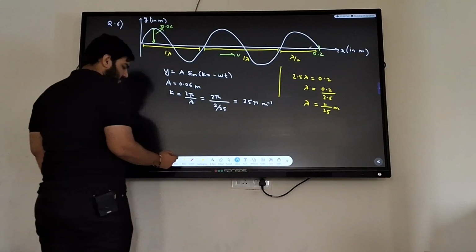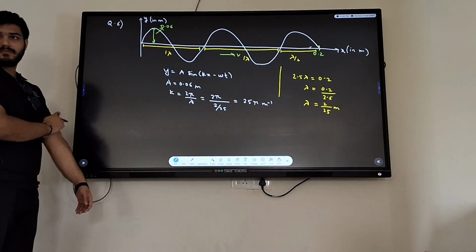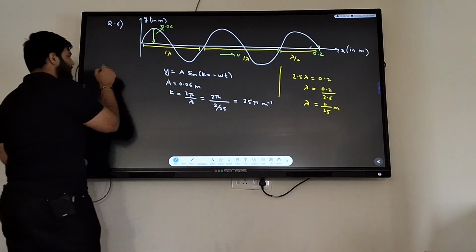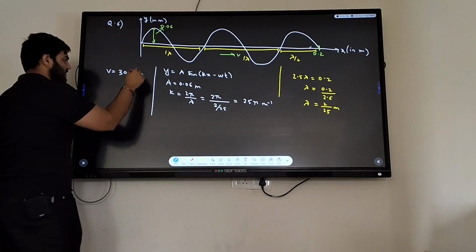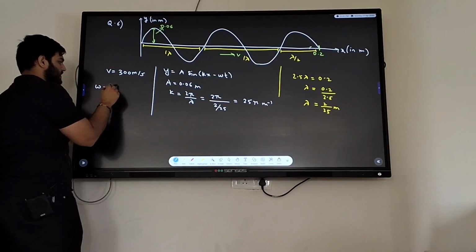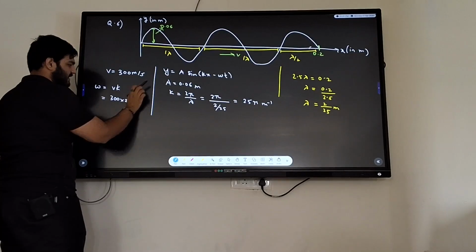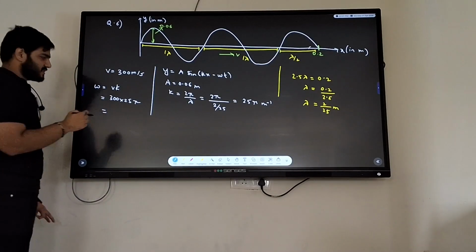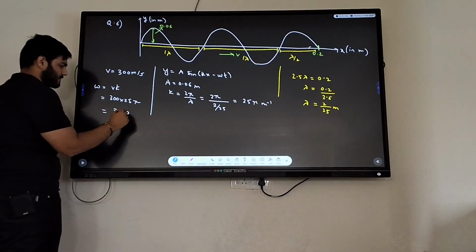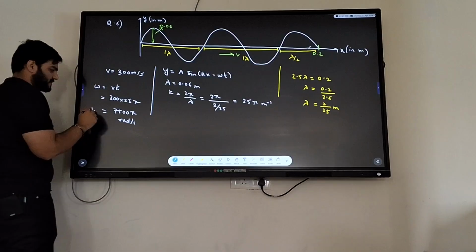Then what is omega? How to find omega? Is v given to me? v is given, yes sir. v is given to be 300 meter per second. And what is omega? Omega is equal to vk. So 300 into 25 pi, 25 times 3 is what? That's 7,500, okay? Radians per second. That's omega.